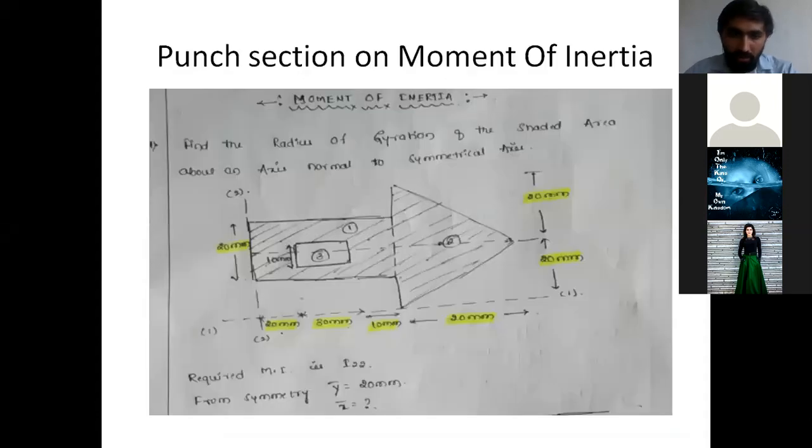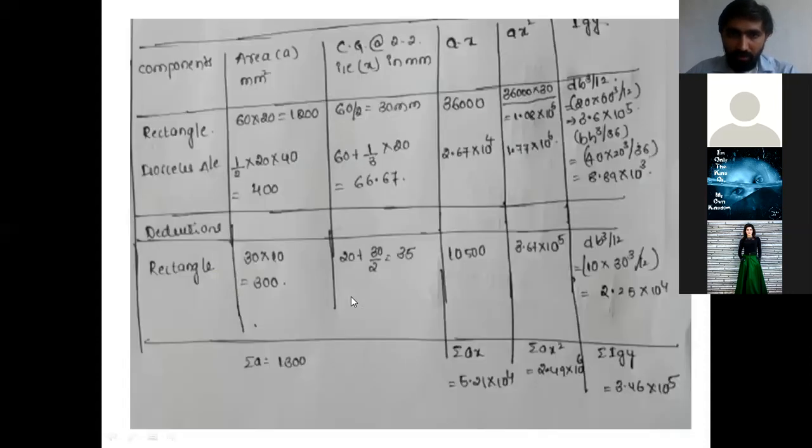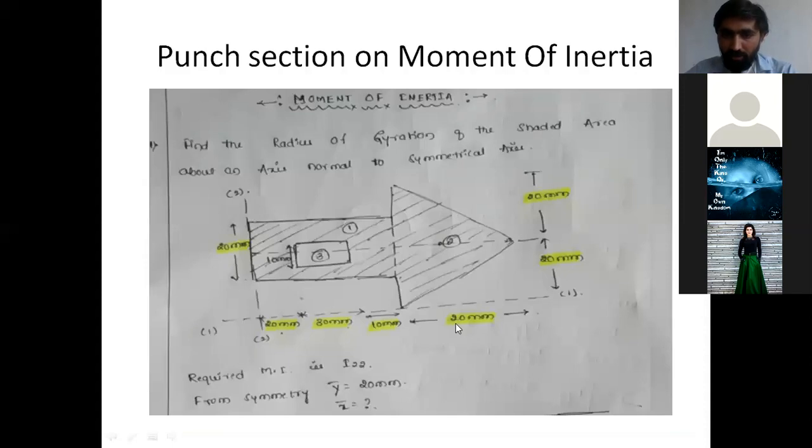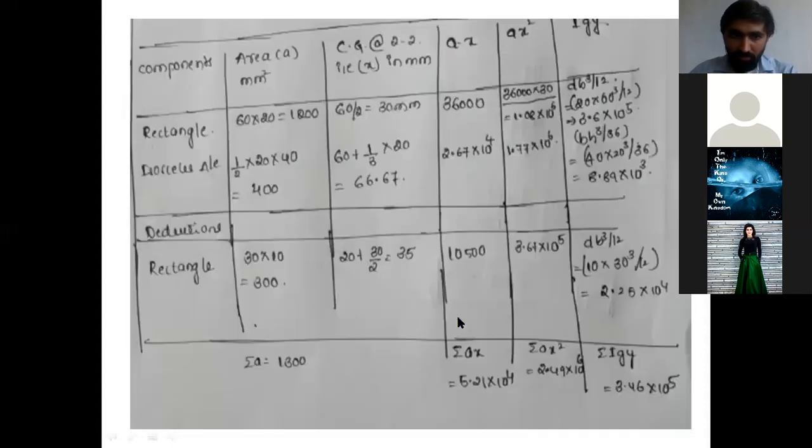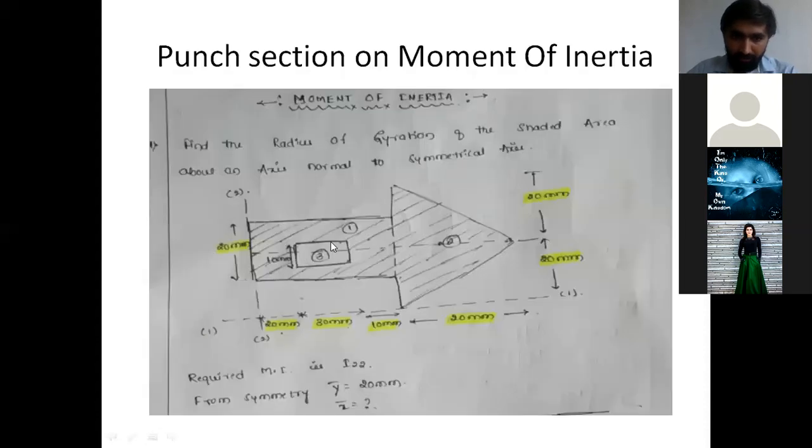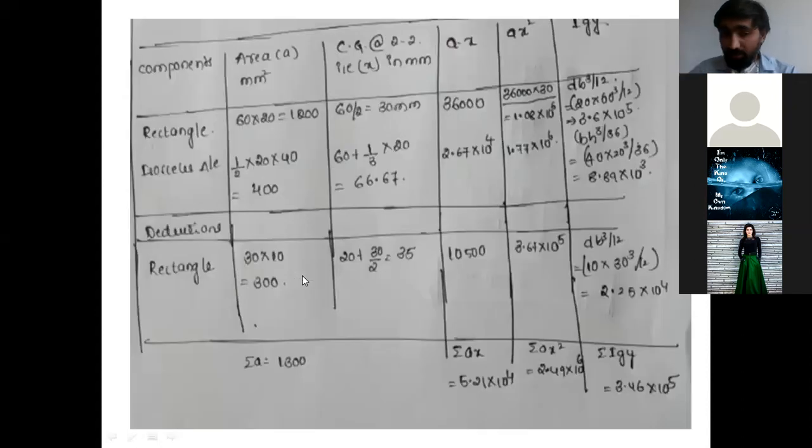Here, this portion will be a rectangle, this is a triangle, and this one will again be a rectangle. These are all the dimensions. We have taken the area calculation for the isosceles triangle, so that will be half into 20 cross 40, where this is 40 and this is 20 millimeter. The next one will be the rectangle, the deducting part. This will be the unhatched portion that we have, so this will be 30 by 10, 30 cross 10, that will be 300 millimeter square.